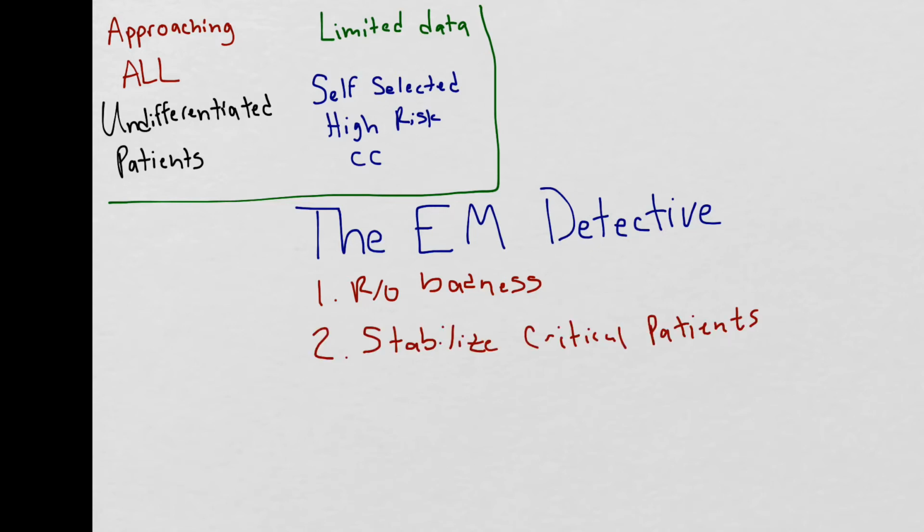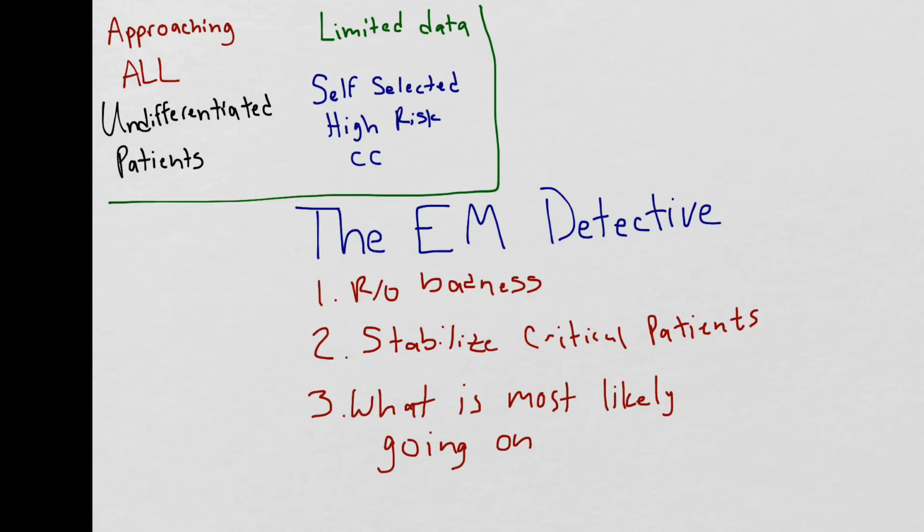Our second job is to stabilize critical patients. We sometimes do this in the process of working through our differential. And once we've ruled out badness and we've stabilized our critical patients, our third job is to then double back and figure out what is most likely going on.